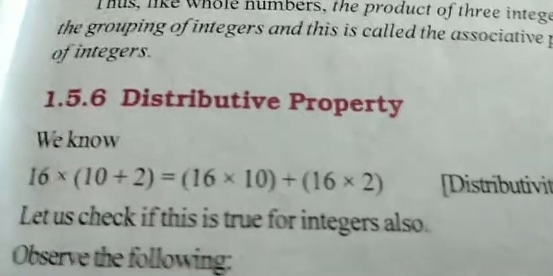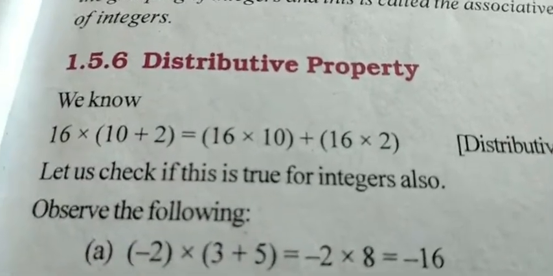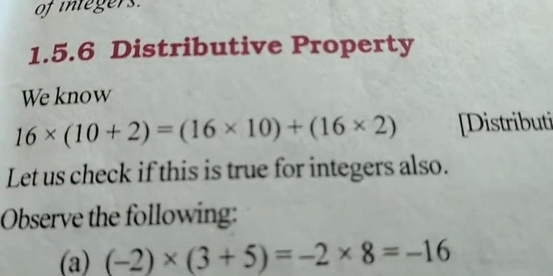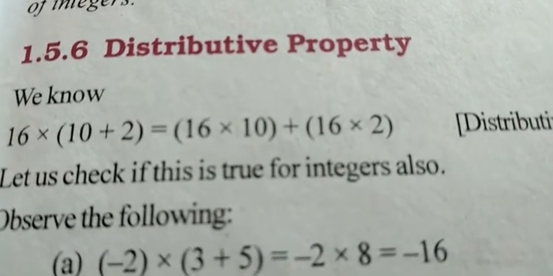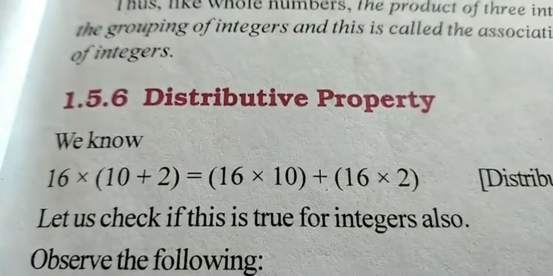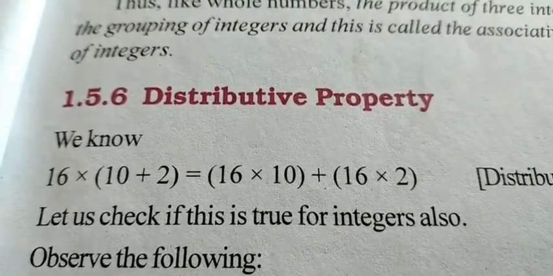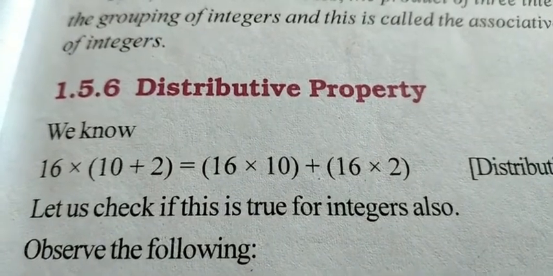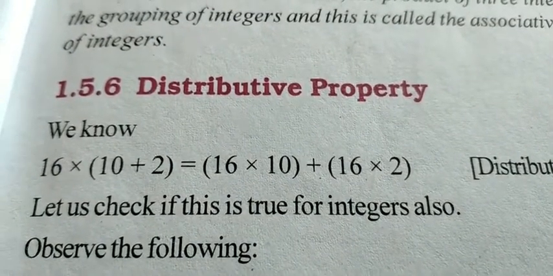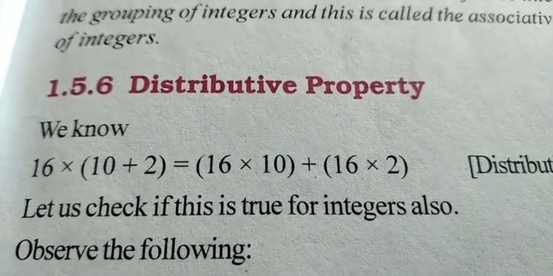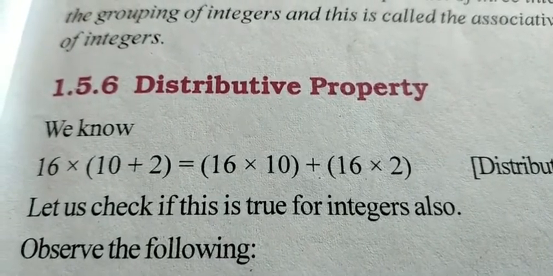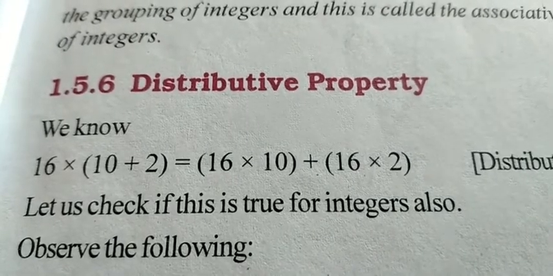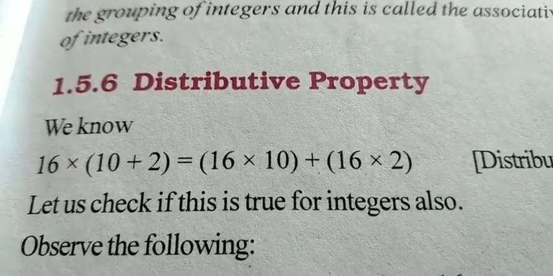Now the distributive property. From the example itself you can see that 16 is multiplied to the bracket where inside the bracket you have the sum of 10 and 2. Normally, as per the BODMAS rule, we solve the bracket first. So inside the bracket 10 and 2 are added, 10 plus 2 gives you 12, and then 12 is multiplied by 16.